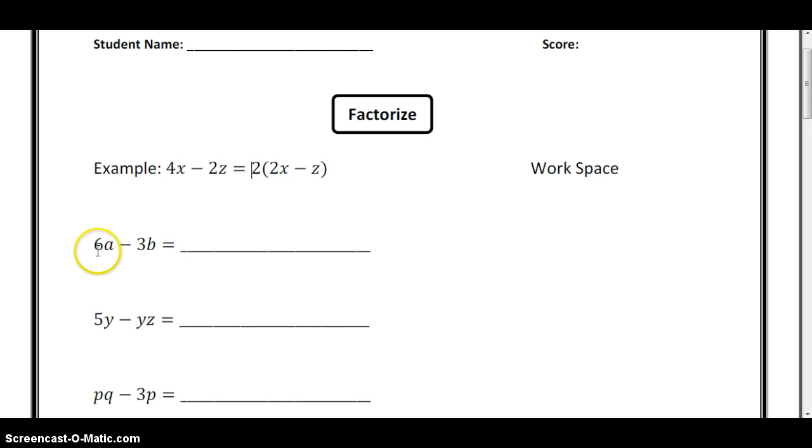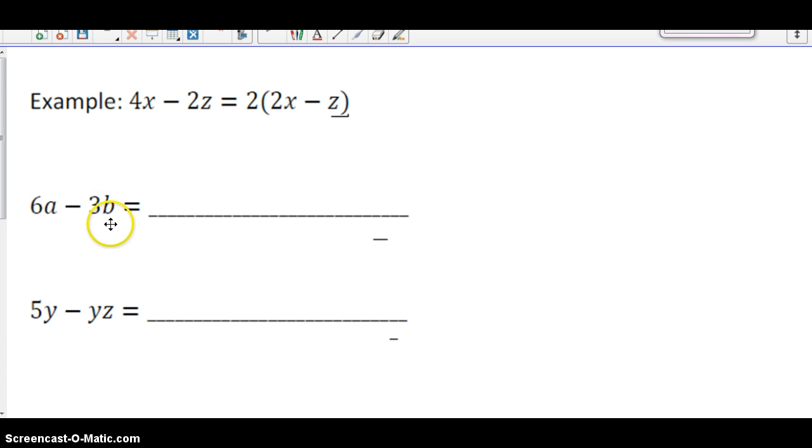So let's take a look at another one of these, 6a minus 3b. Let's go ahead and factor out a 3 from here. So now the question is, what times 3 gets you 6a? Well, that's going to be 2a. And what times 3 gets you negative 3b? It's going to be negative b.